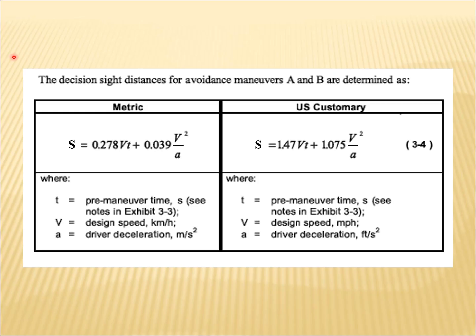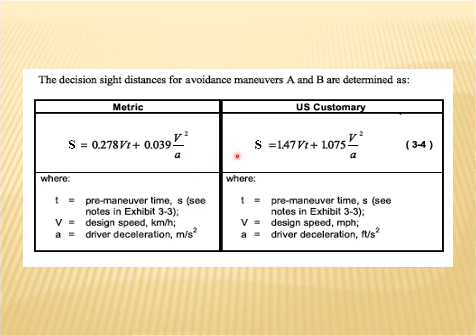So if you look at this particular slide, decision sight distances for avoidance maneuvers A and B are determined. This is the formula, and in this formula the design speed V is in kilometer per hour, T is the time of reaction, you can say the time to decide, and a is the deceleration rate.